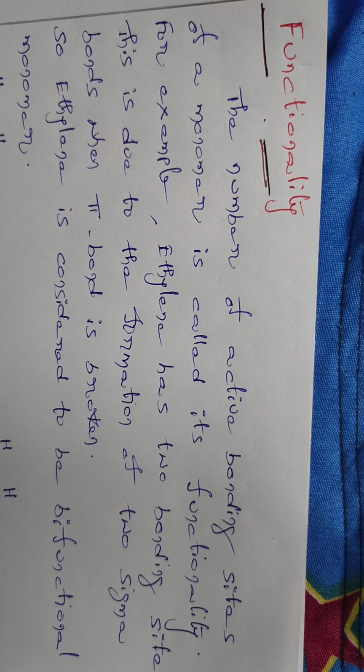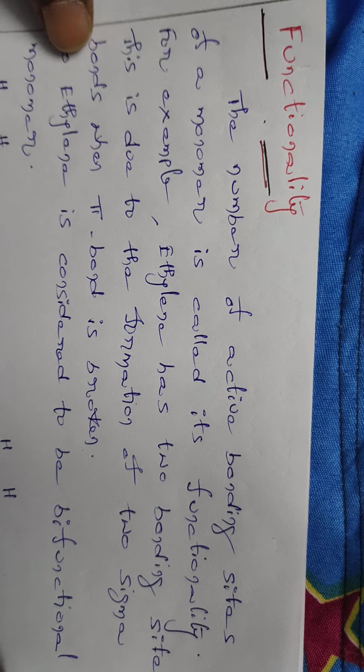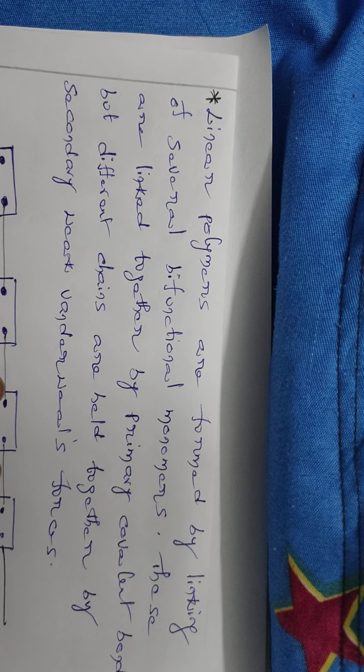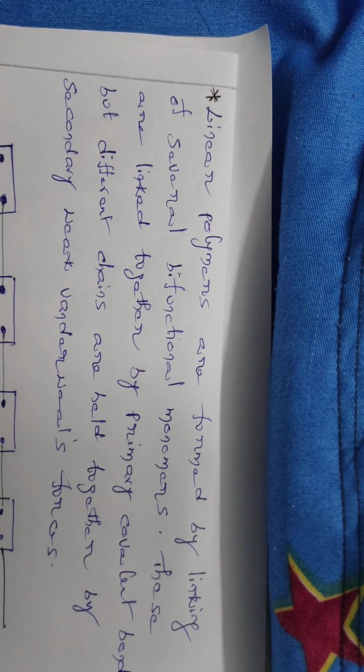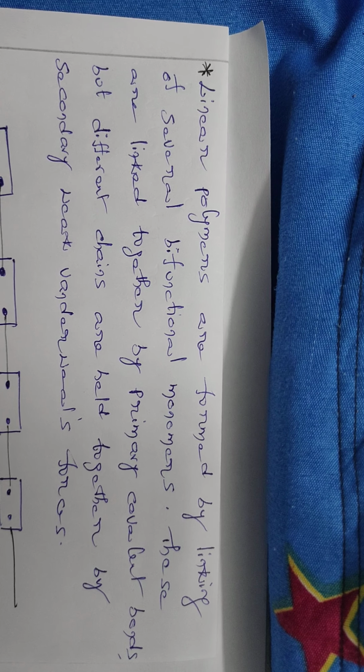Based on the chain structure, polymers are mainly classified as 3 types: linear polymers, branched polymers and cross-linked polymers. Based on functionality, how linear polymer, branched polymer and cross-linked polymer can be explained. Linear polymers are formed by linking of several bifunctional monomers. These are linked together by primary covalent bonds, but different chains are held together by secondary weak van der Waals forces.